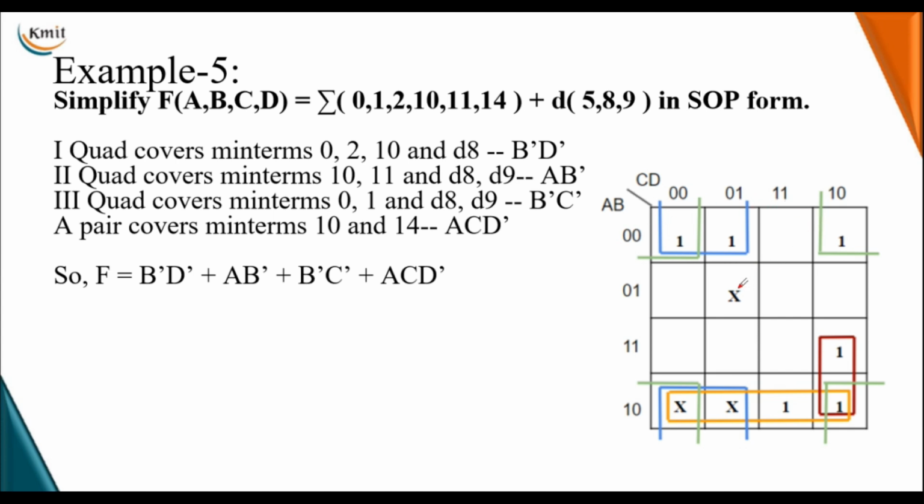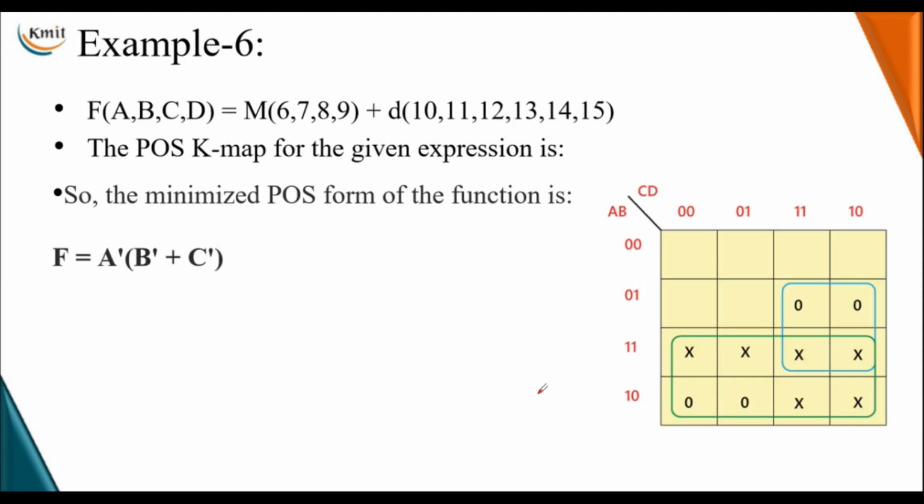Next, in example 5, I have given a function which is in standard SOP. With the grouping, one don't care is not used out of the 3 and the remaining 2 are used in order to form a big square. Upon considering these values, we could have a total of 3 quads with 1 pair. Corner cells are adjacent if I consider this don't care as 1. The upper row and the bottom row are also adjacent, so we can also form another quad.